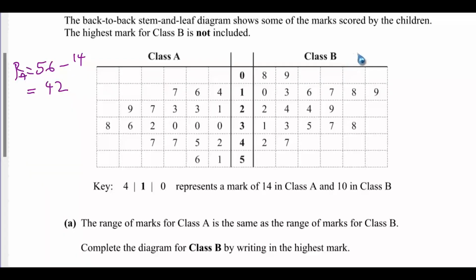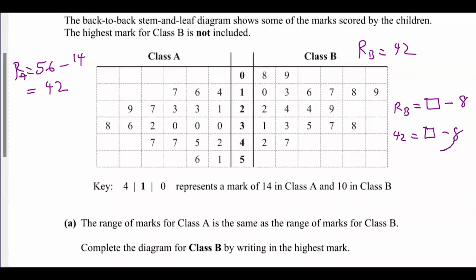So that implies that the range of class B will also be 42 because they have the same range. So the range of class B will be equal to the highest, which we don't know, minus the lowest. The lowest mark here will be 0 8, which is 8. We know that the range of class B is 42, so 42 equals this box minus 8.